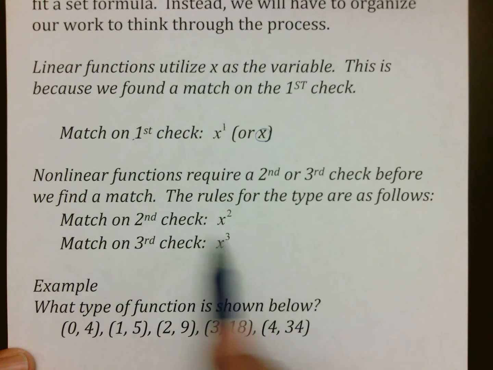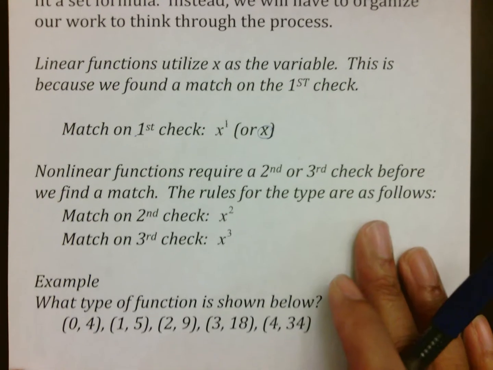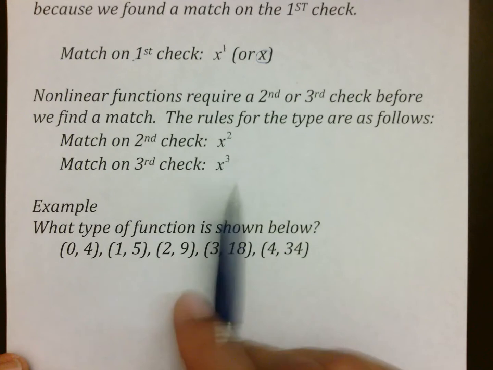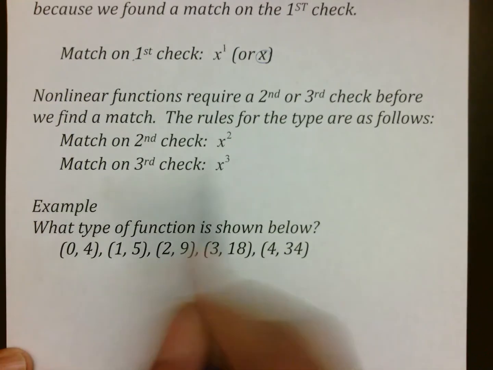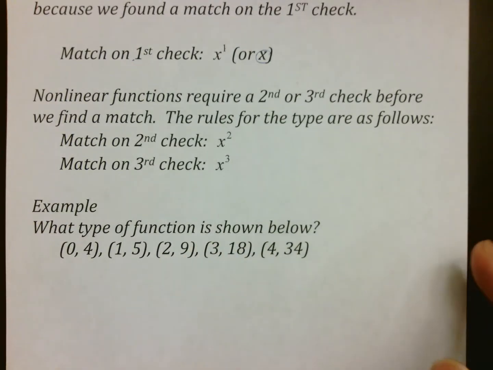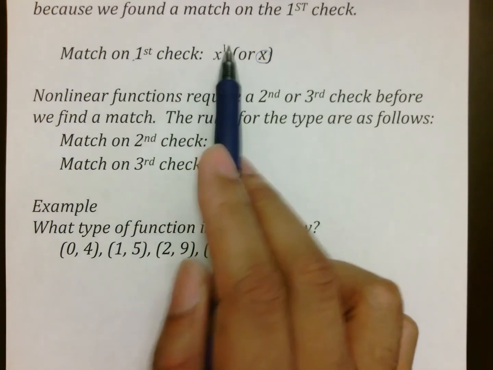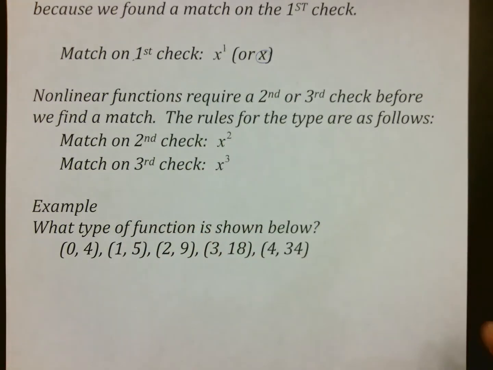In higher level math, you'll learn that if the fourth match works, then it's going to be x to the fourth. If the seventh match works, then it's x to the seventh, and so on. So it's kind of like just breaking down the differences, and once you identify where the match occurs, that tells you what power you'll have on your x. Again, first check or first match is x to the first, and that's how we just use it, x.